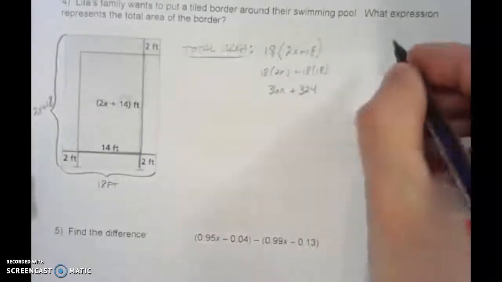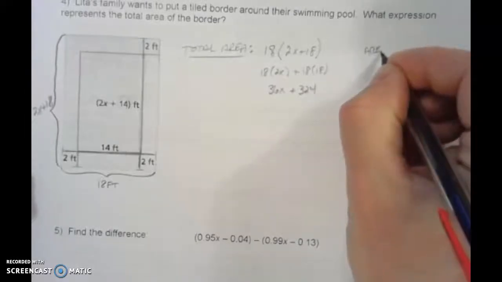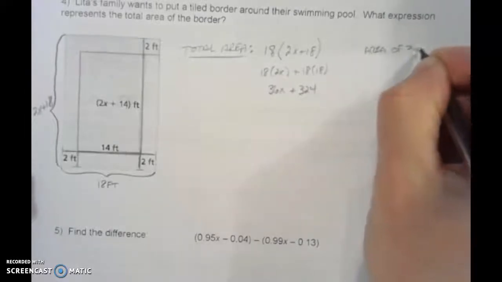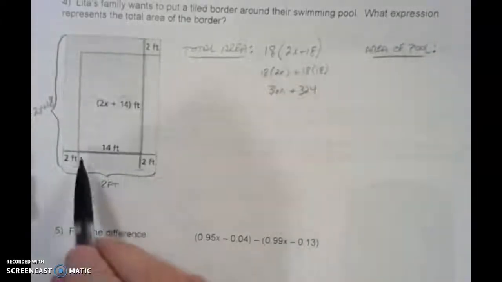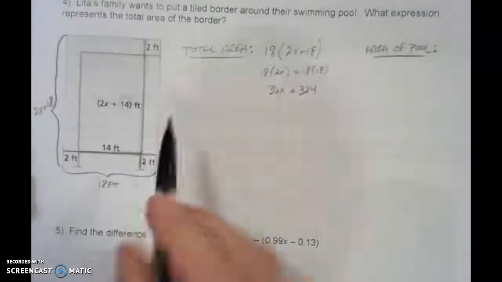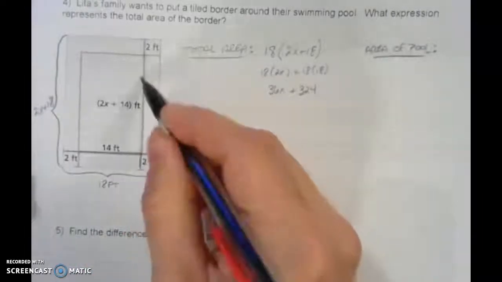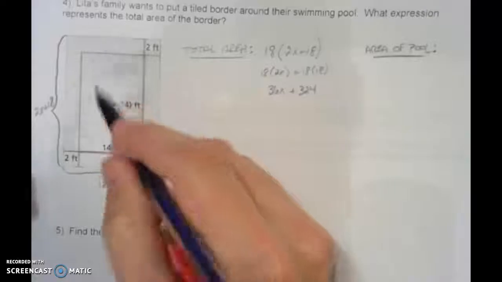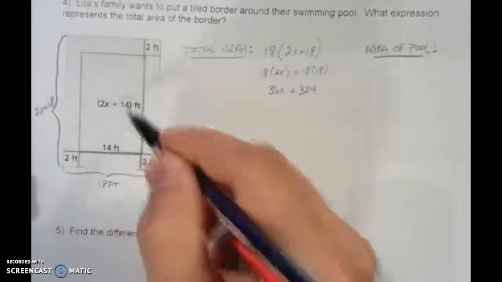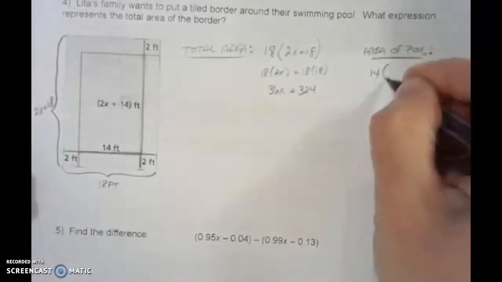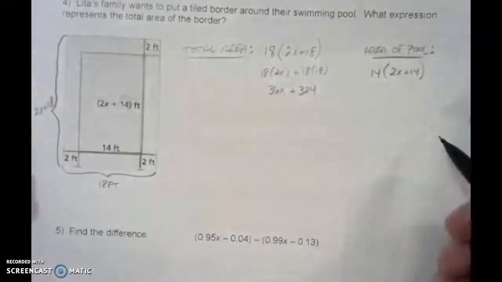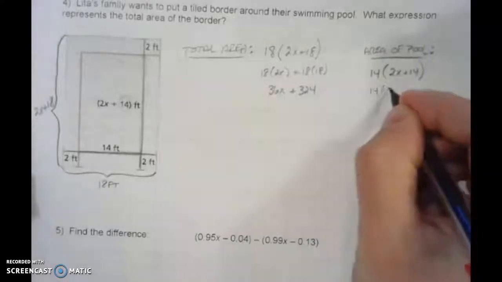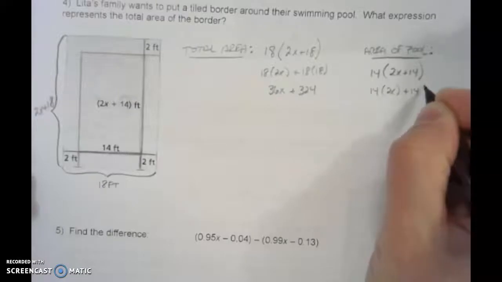Now we're going to get the area of the pool. We already talked about the dimensions of the pool. It had a length of 14 feet and a width of 2x plus 14 feet. So it's rectangular, and I'm just going to multiply the length by the width. So I'm going to do 14 times 2x plus 14, which was the width. Put that in parentheses. And now we'll go ahead and distribute here: 14 times 2x plus 14 times 14.